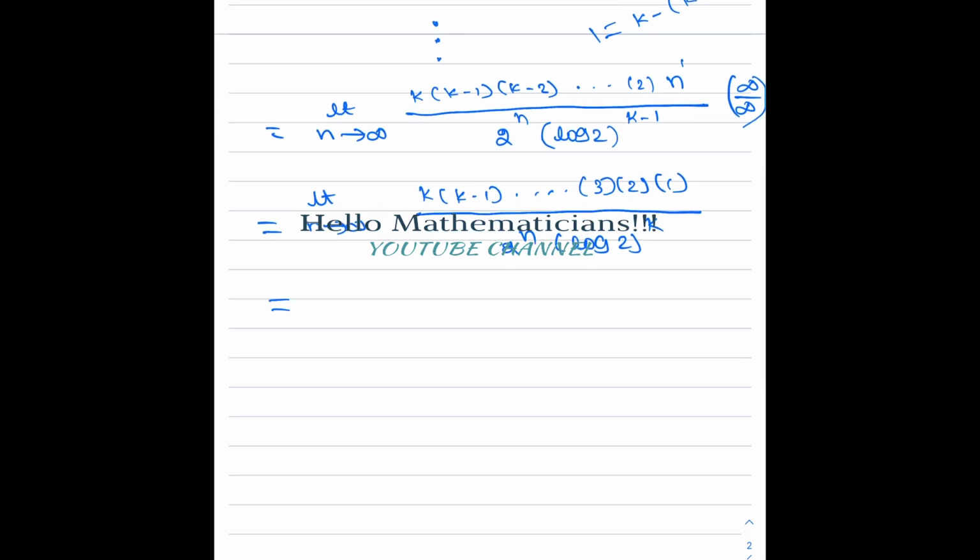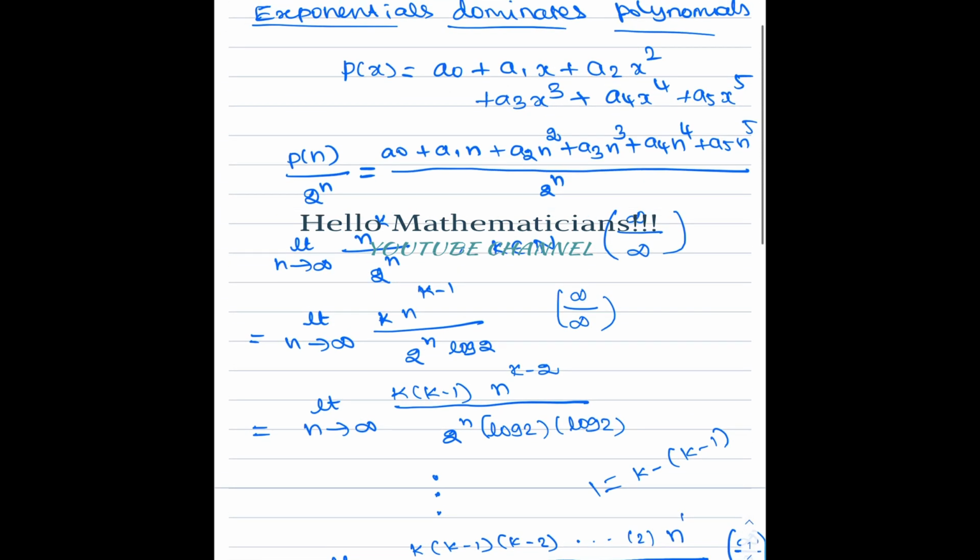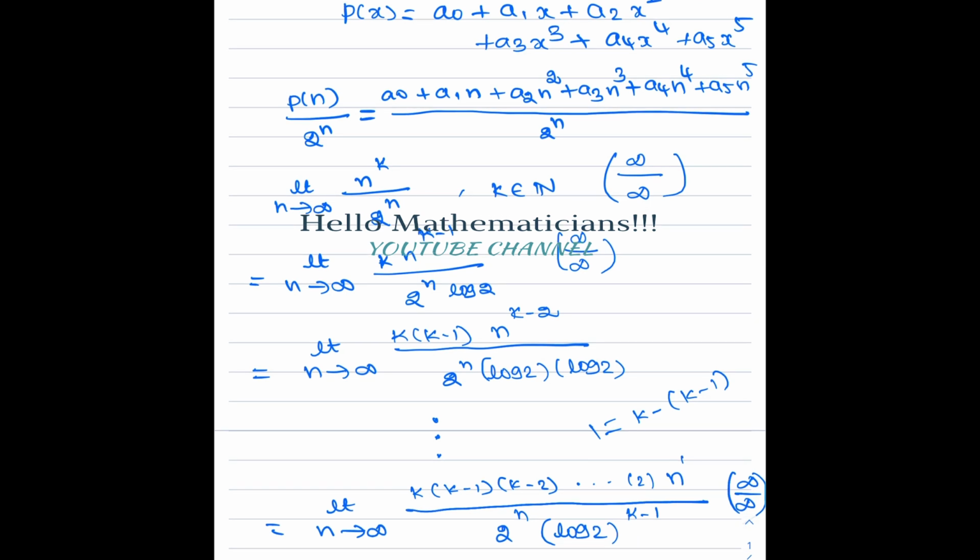Okay, now in the numerator there is no n. Only in the denominator we are getting 2 power n. Therefore, limit n to infinity, this constant by 2 power n goes to 0. So this limit is 0, whatever k is. Okay, that's what we have proved now. But we want to calculate the limit for the polynomial.